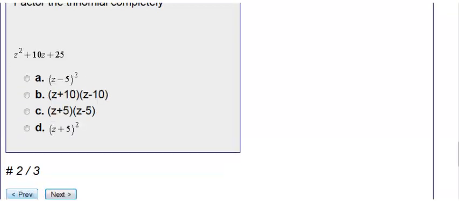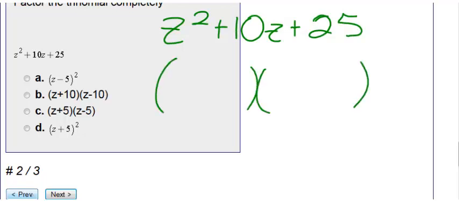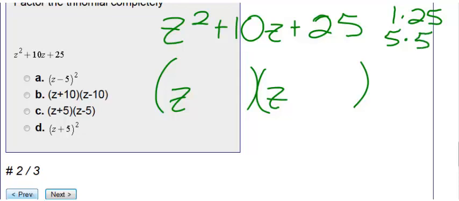Number 2, okay, we have z's. We have z squared plus 10z plus 25. So we make our 2 sets of parentheses. We put a z and a z. Okay, and we list our factors of 25. 1 times 25 and 5 times 5.